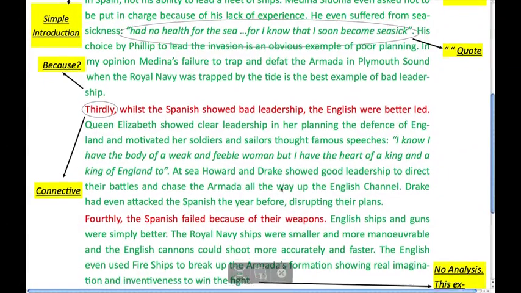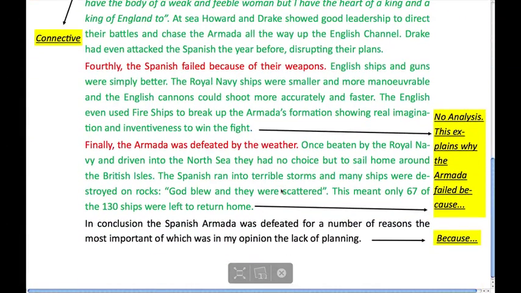Subsequent paragraphs 3, 4, and 5 all follow this model. We have a competent, confident student here who can write clearly, structure well, but at the end of each paragraph they are failing to explicitly answer the question. They are not saying, and this explains why the Armada failed, because. And in failing to write that sentence, they are failing to analyze and interrogate and share opinions on what that evidence means, therefore not achieving the higher level.